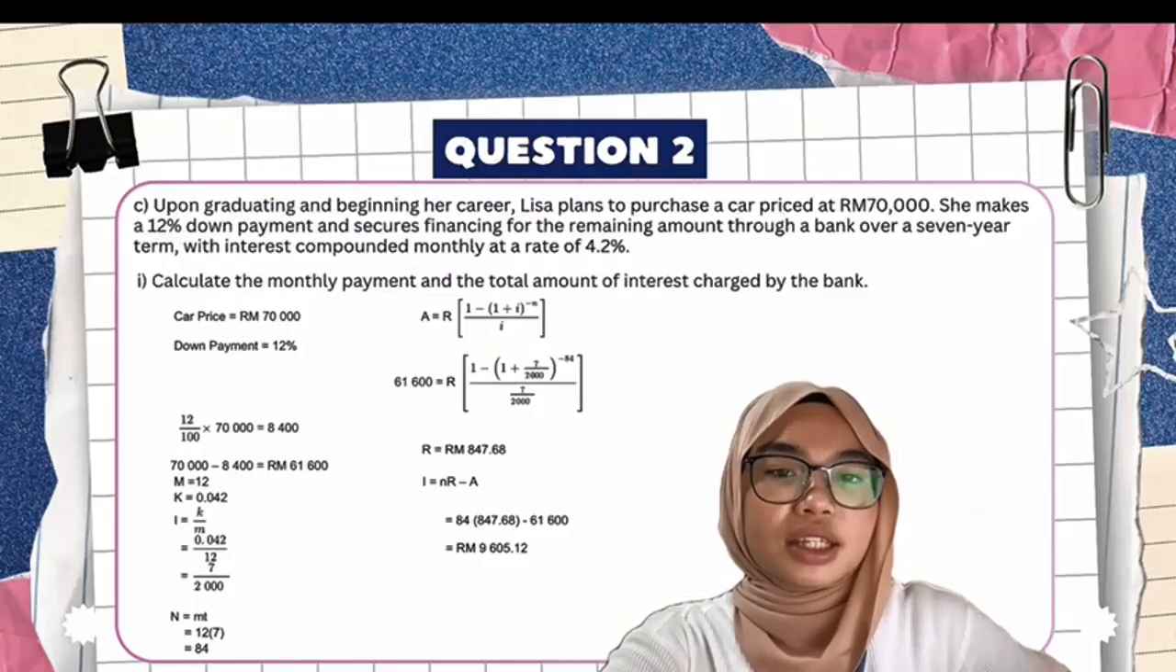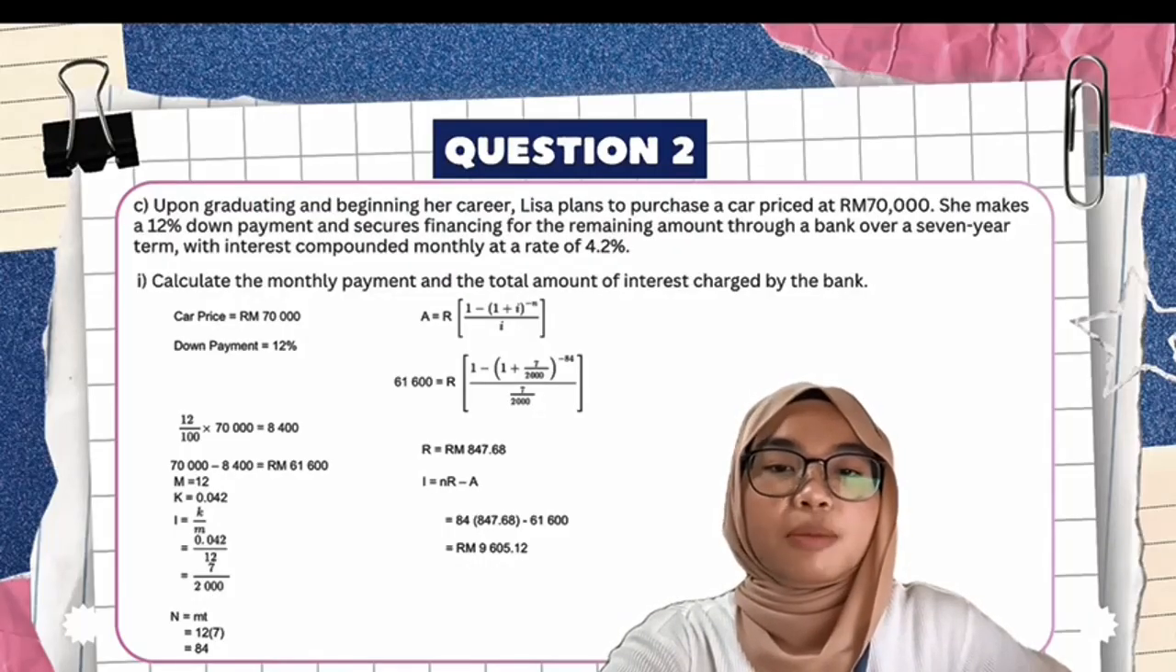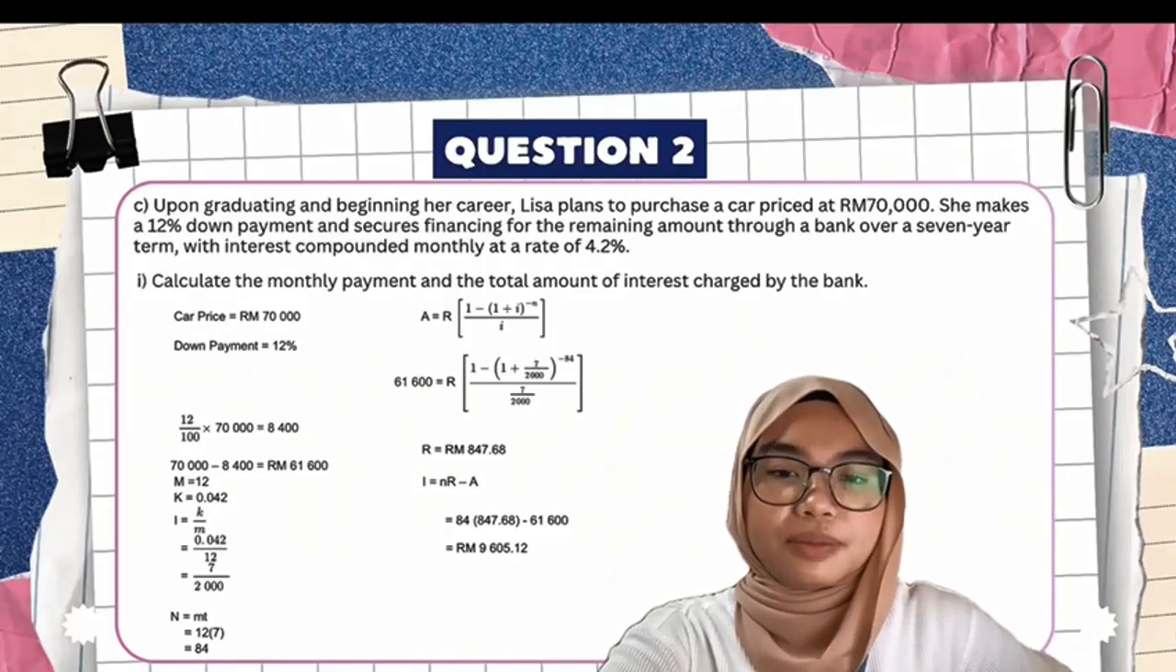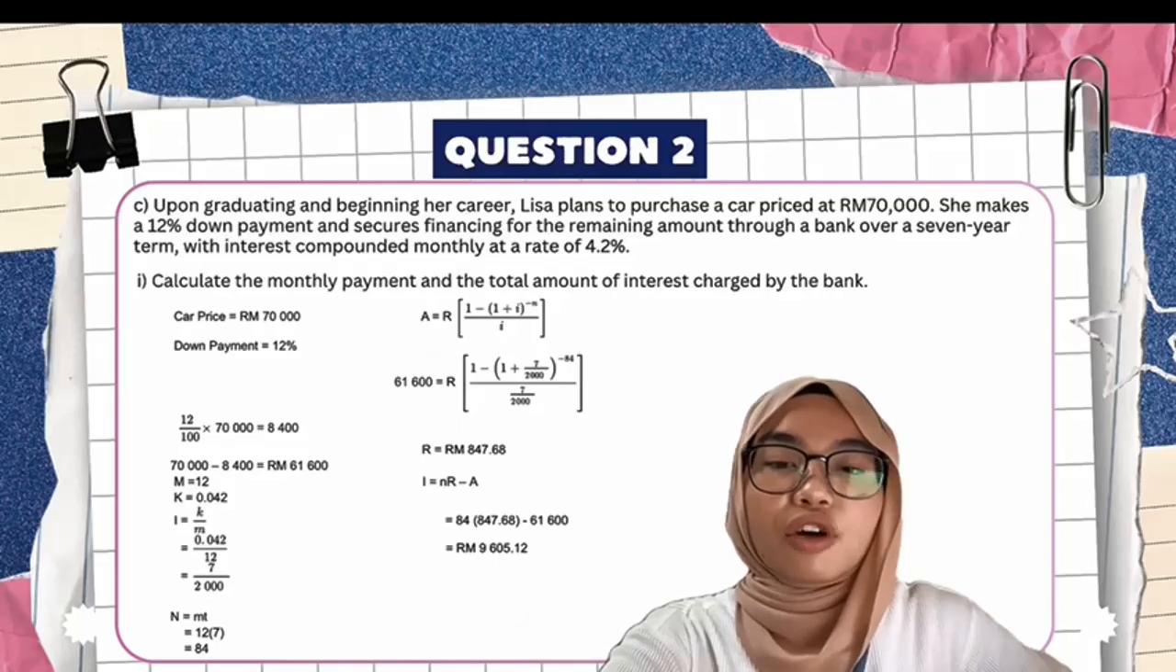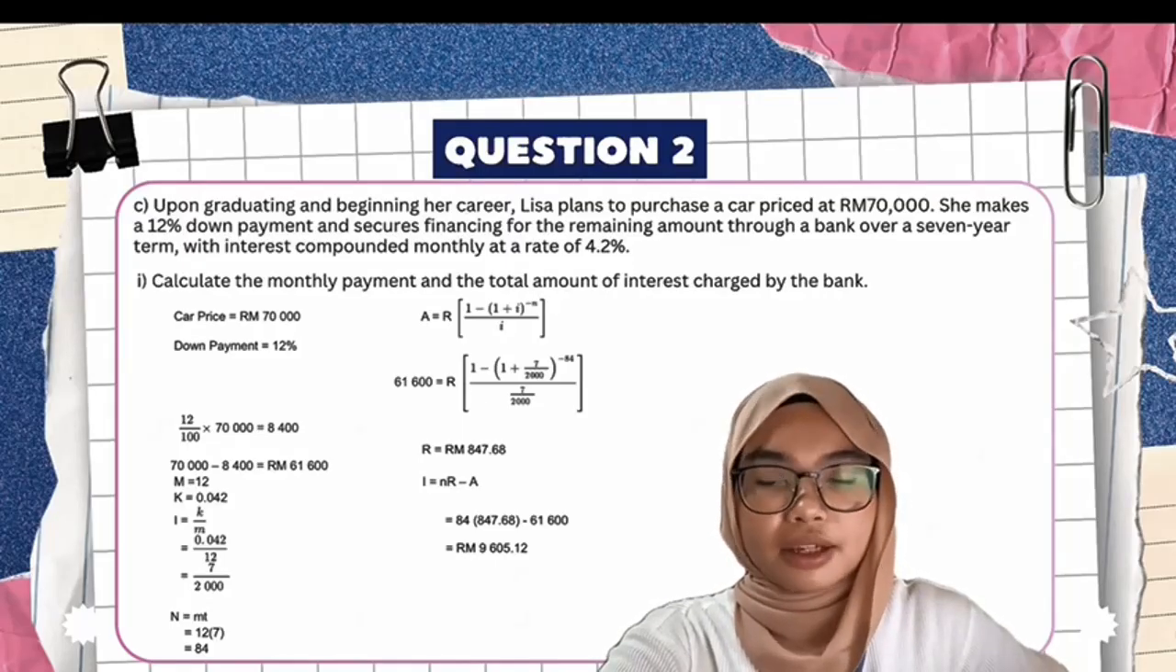Upon graduating and beginning her career, Lisa plans to purchase a car priced at 70,000 ringgit. She makes a 12% down payment and secures financing for the remaining amount through a bank over a 7-year term, with interest compounded monthly at a rate of 4.2%. Calculate the monthly payment and the total amount of interest charged by the bank.